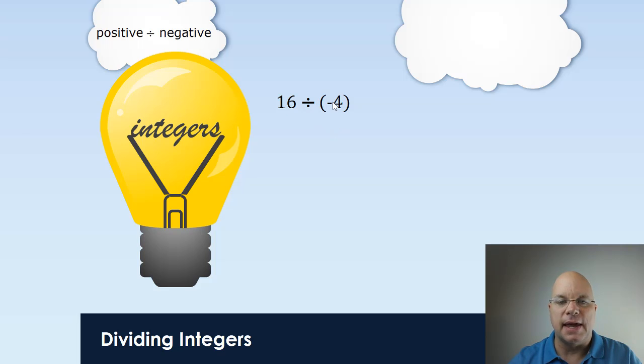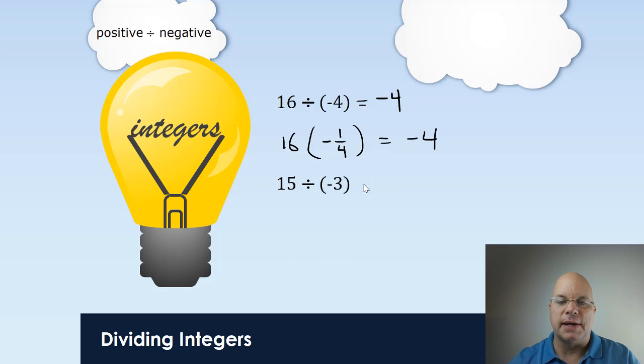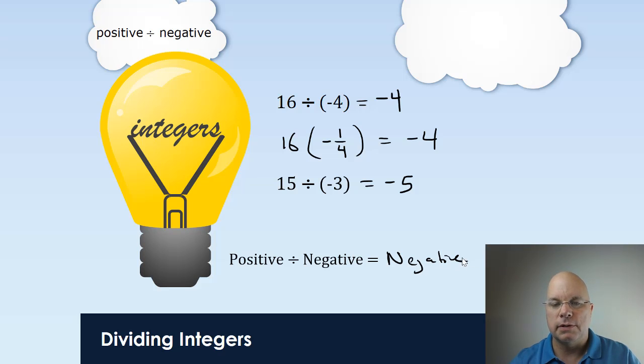A positive divided by a negative is negative because the reciprocal of negative 4 is negative 1/4. Multiply those, we know a positive multiplied by a negative is negative. So that's negative 4. If you're dividing, you just divide. 16 divided by 4 is 4. But if it's positive divided by negative, it's negative. 15 divided by negative 3 is negative 5. Positive divided by negative, negative. It's the same as a positive multiplied by a negative is negative for the same reason. Division is just multiplying by the reciprocal.